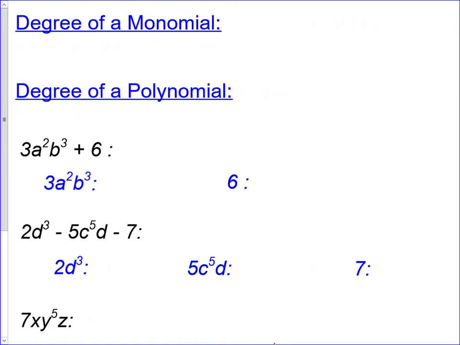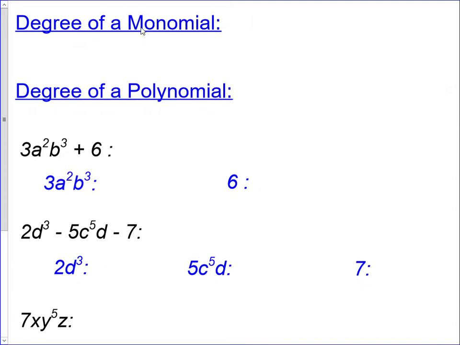In our previous video, we took a look at what a polynomial consisted of, and we determined that it was a monomial or the sum of two or more monomials. So in this video, we're going to talk about the degree of a monomial so we can determine the degree of a polynomial. So let's just dive right in.